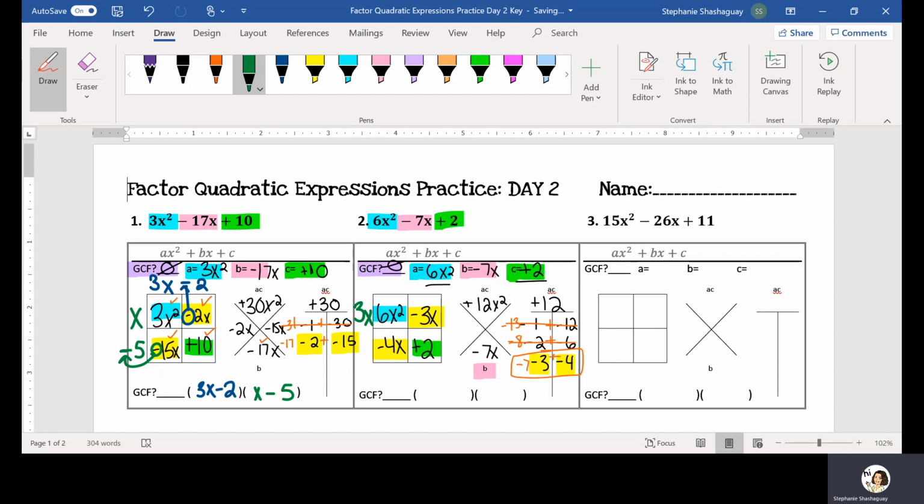Now I'm going to go to my bottom row, negative 4x plus 2. Well, because of this negative, I'm going to bring that out here and I'm going to have a negative number. And it's going to be 2, because 2 can divide into 4 and 2 divides into 2. So my first factored pair is going to be 3x minus 2.